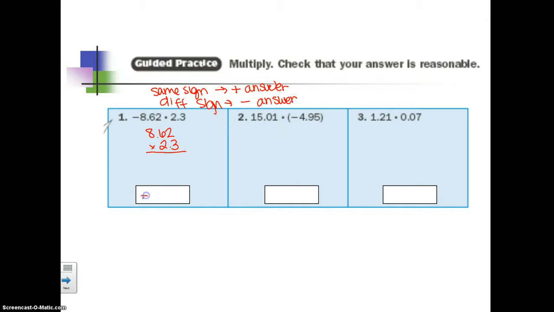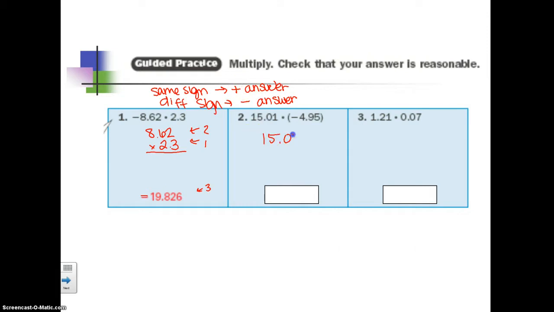So for number 1, the answer is going to be negative. So just multiply, move your decimal places, and it's a negative answer. Pause the video and try 1, 2, and 3. For number 1, you should have moved 2 places, 1 place, 3 places. And you get 19.826. 826 thousandths.